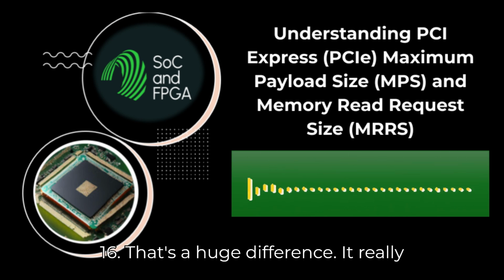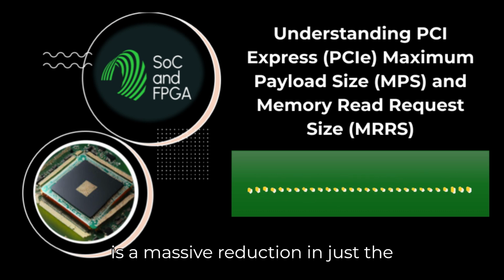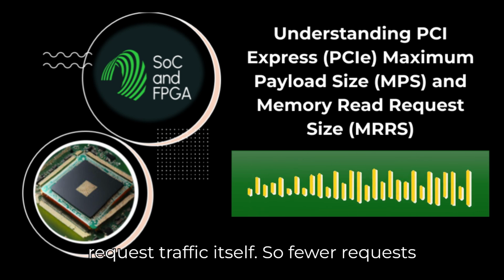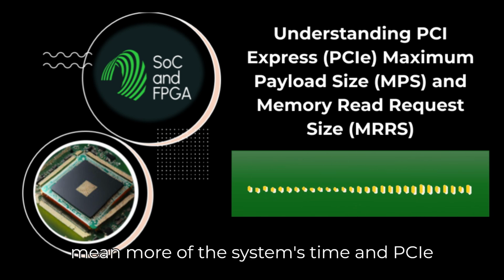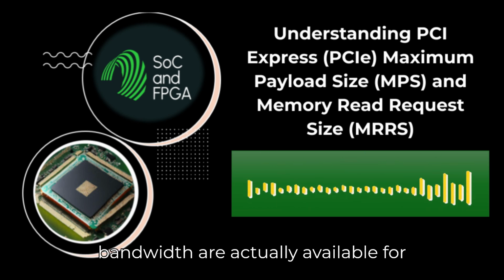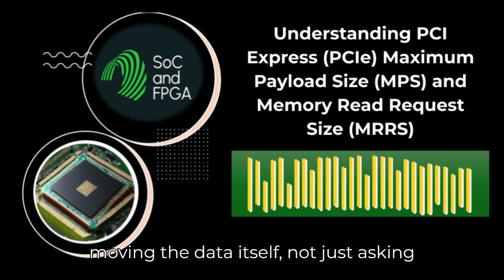16. That's a huge difference. It really is. It's a massive reduction in just the request traffic itself. So fewer requests mean more of the system's time and PCIe bandwidth are actually available for moving the data itself, not just asking for it.